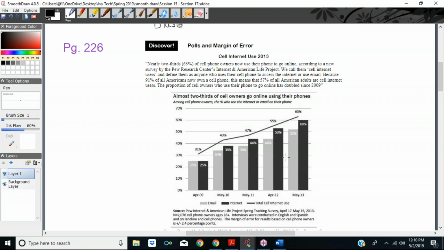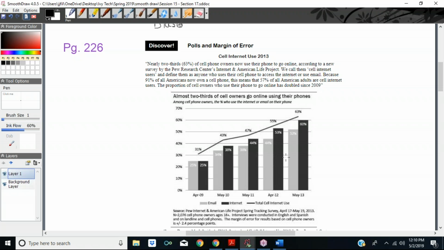So it says here, it shows the graph from April 2009 to May of 2013. Source: Pew Internet and American Life Project Spring Tracking Survey from April 17 to May 19, 2013. It says N equals 2,076 cell phone owners, ages 18 and over. Interviews were conducted in English and Spanish and on landline and cell phones. The margin of error for results based on cell phone owners is plus or minus 2.4 percentage points.